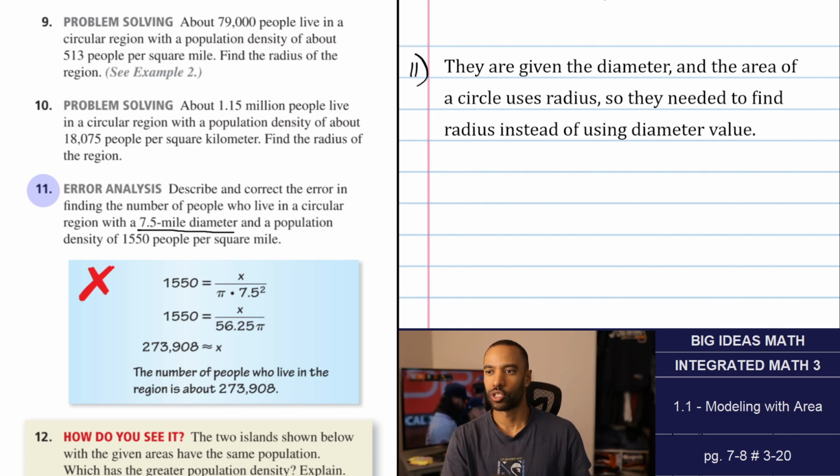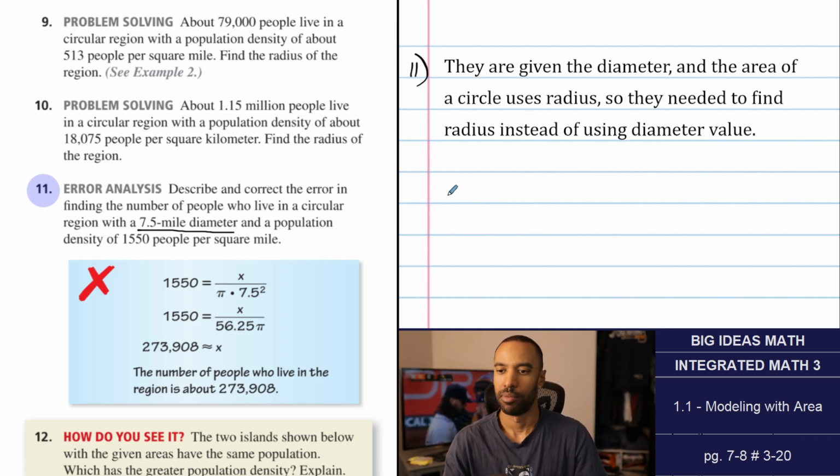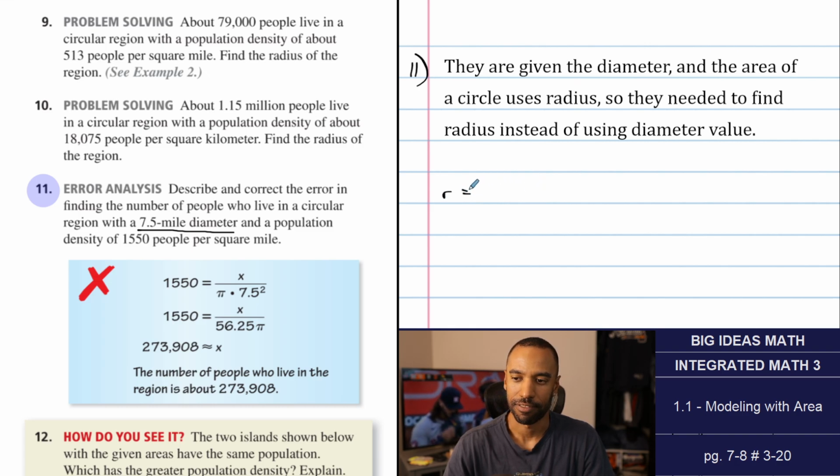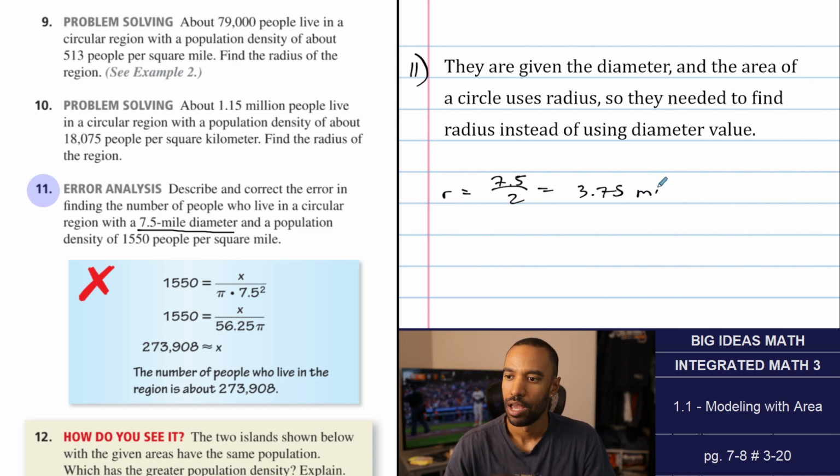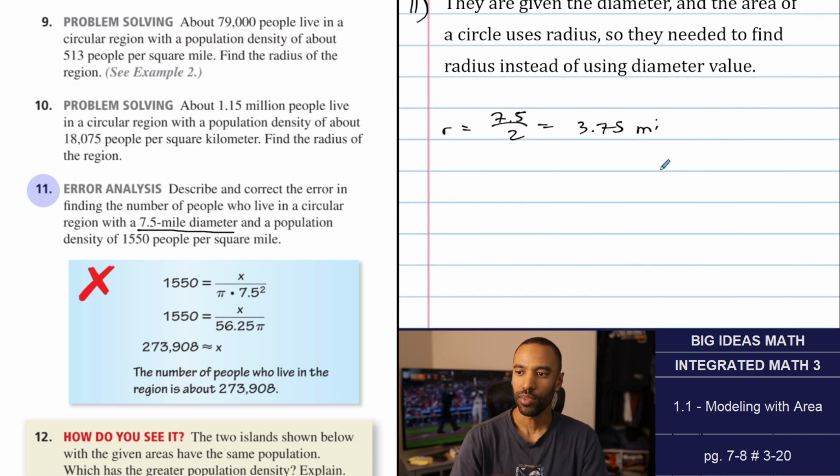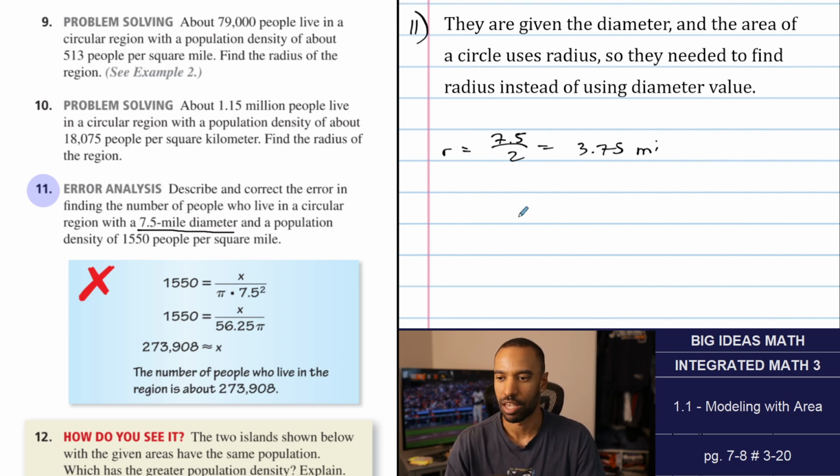All right, so let's correct their mistake. The radius will be half that diameter, 7.5 over 2, which is 3.75. What is this, miles? Miles. Okay, we're going to use 3.75 instead of 7.5 as they used. Let's do the same steps.